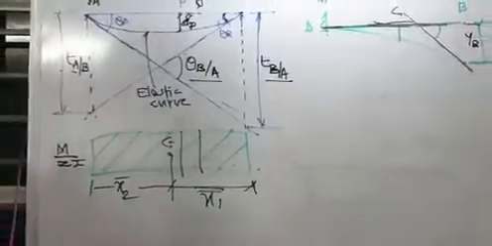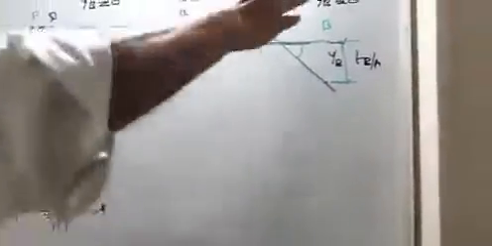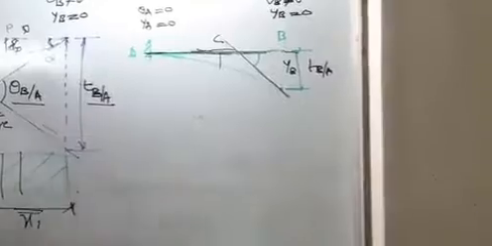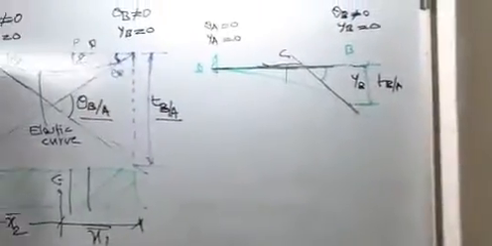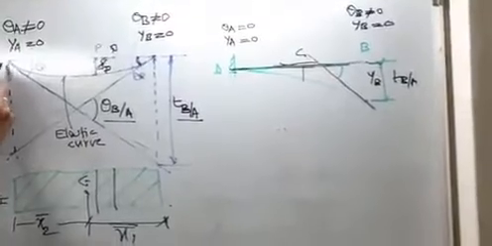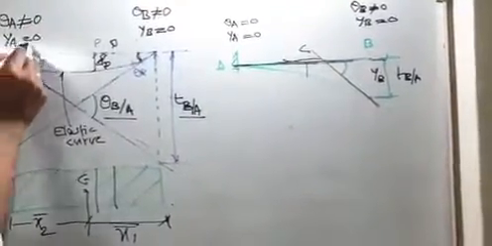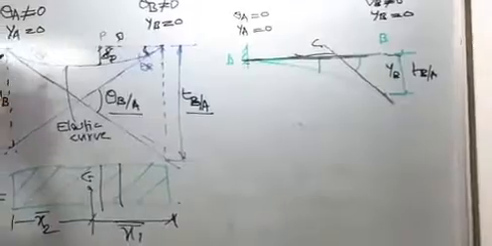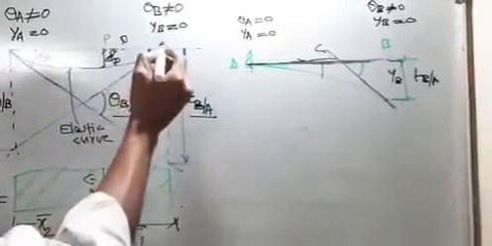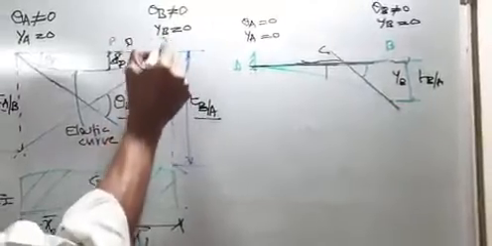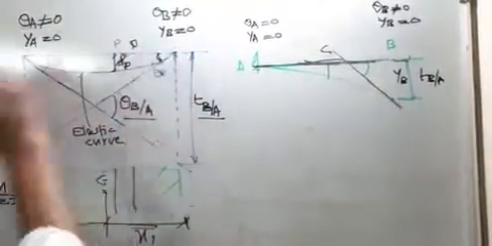Okay. Now let us apply this theorem to a cantilever beam. What is the difference between a cantilever beam and a simply supported beam? In a simply supported beam, at the supports, slope will be there, but deflection will be 0. Always at the supports there will be no deflection, because the support does not allow deflection. Similarly here, slope at B is there, but deflection at B is 0.